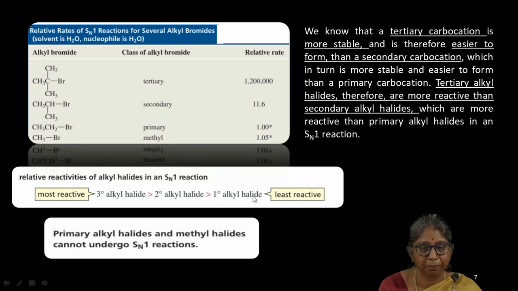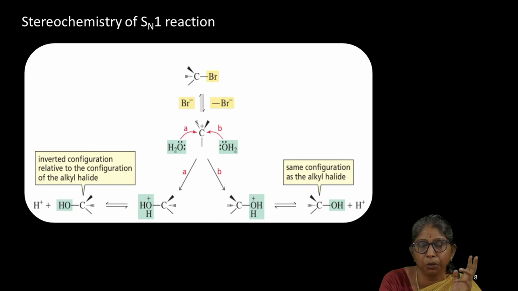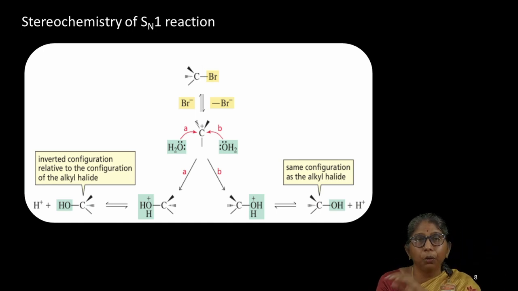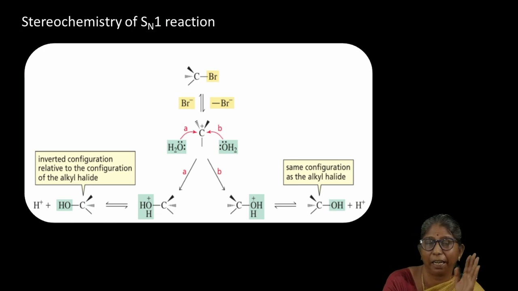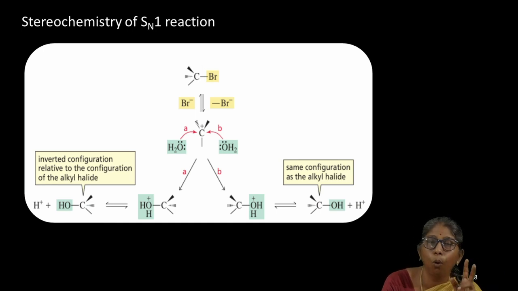Next point. Now coming to the stereochemistry, that is also very important. Since the reaction takes place in two steps, the first step is the formation of a carbocation, where there is a change in hybridization: the sp3 hybridized carbon is converted to sp2. The shape is trigonal planar. If it is trigonal planar, what can happen? This carbon being positive can be attacked either from the front side or the rear side; both are possible.